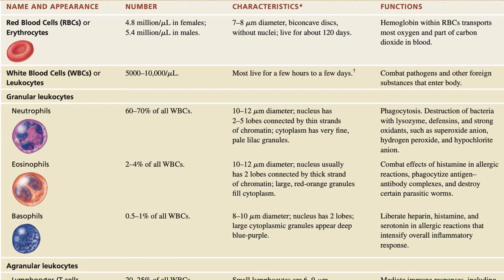Okay? Then the last granular leukocyte is the basophils, which is around 0.5 to 1% of all the WBC. It's quite smaller than the two. It's around 8 to 10 micrometers in diameter, and the nucleus has two lobes. Large cytoplasmic granules appear deep blue purple.